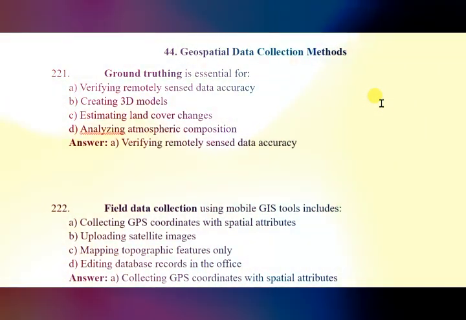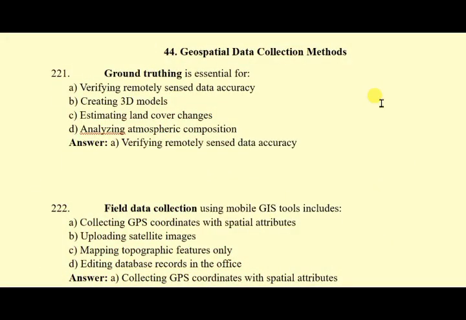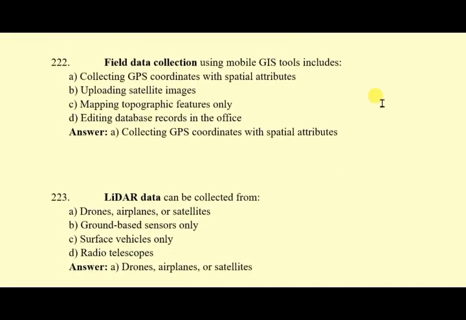Category 44. Geospatial data collection methods. Question 221. Ground truthing is essential for verifying remotely sensed data accuracy, creating 3D models, estimating land cover changes, analyzing atmospheric composition. Here the right answer would be verifying remotely sensed data accuracy.